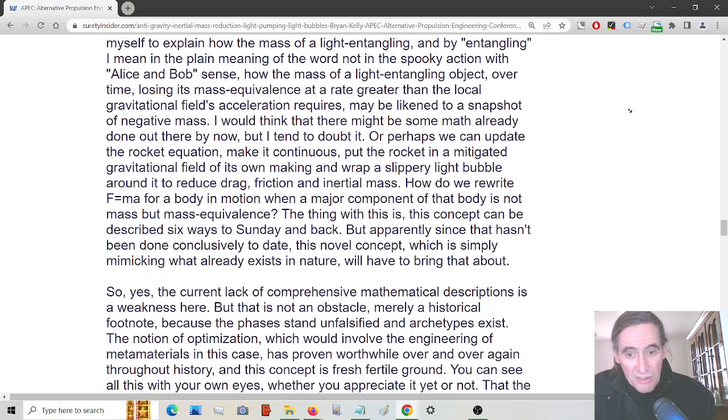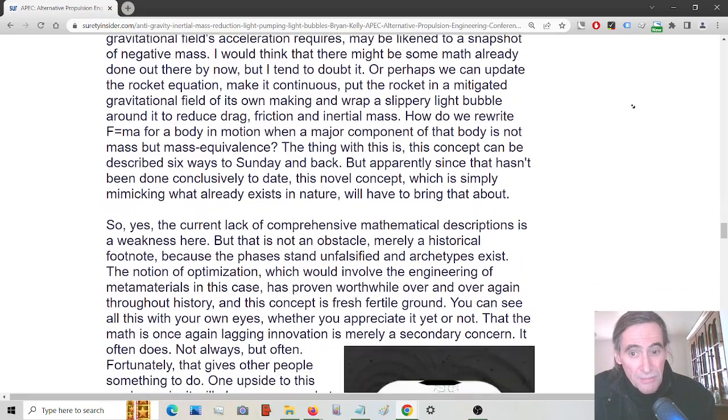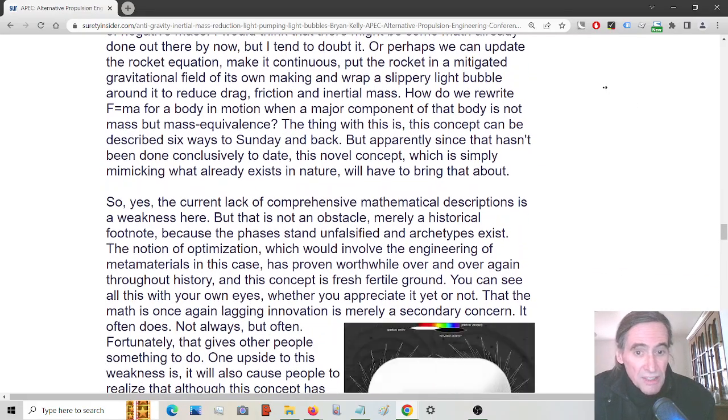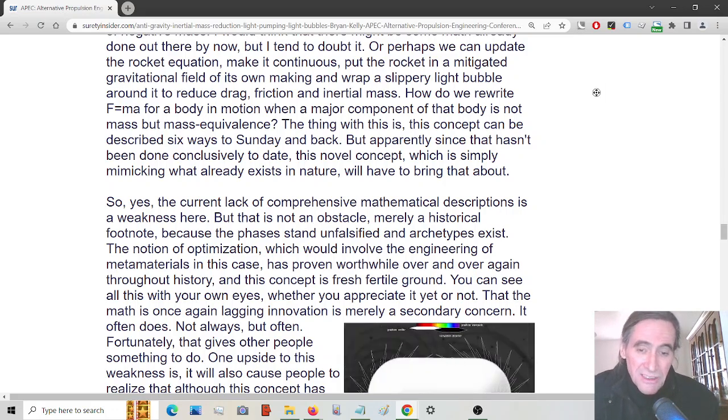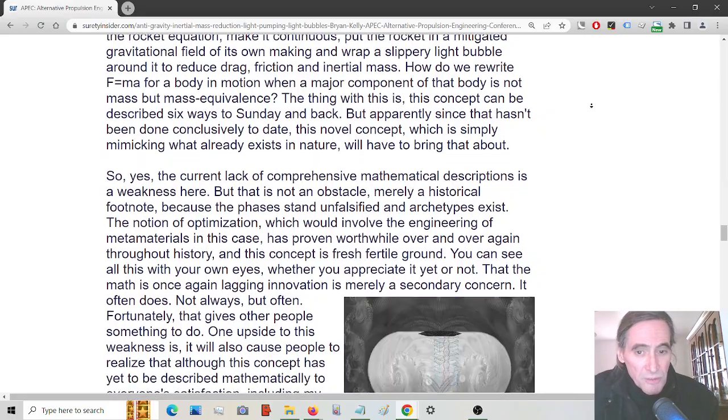The thing with this is, this concept can be described six ways to Sunday and back. But apparently, since that hasn't been done conclusively to date, this novel concept, which is simply mimicking what already exists in nature, will have to bring that about.